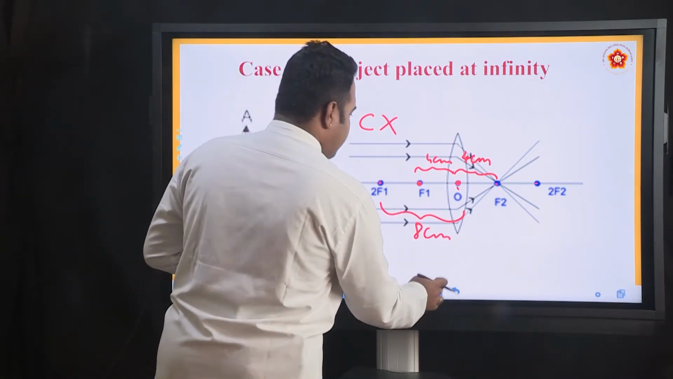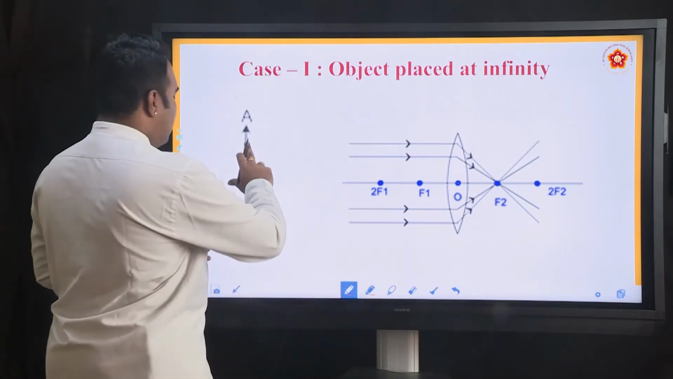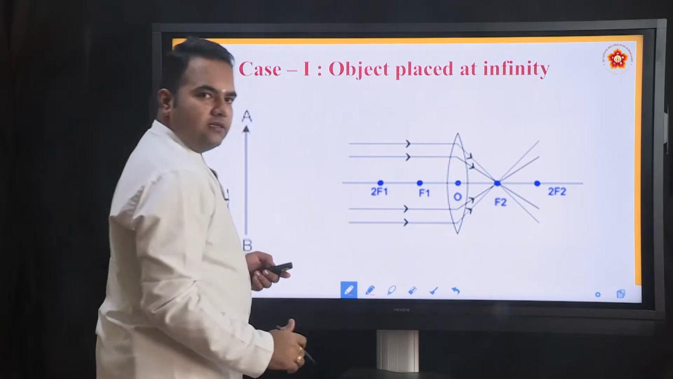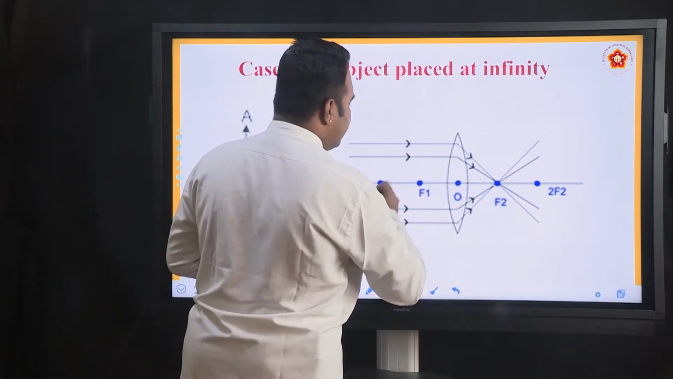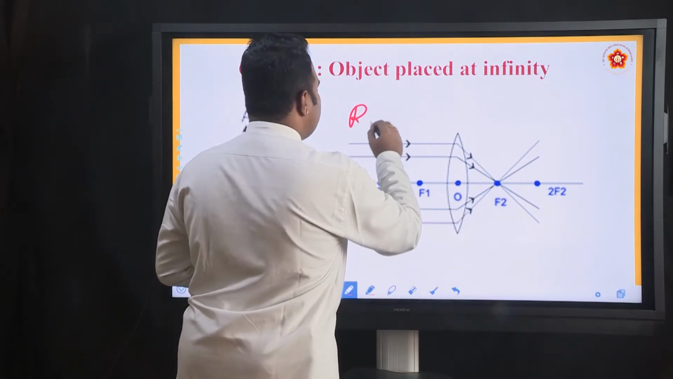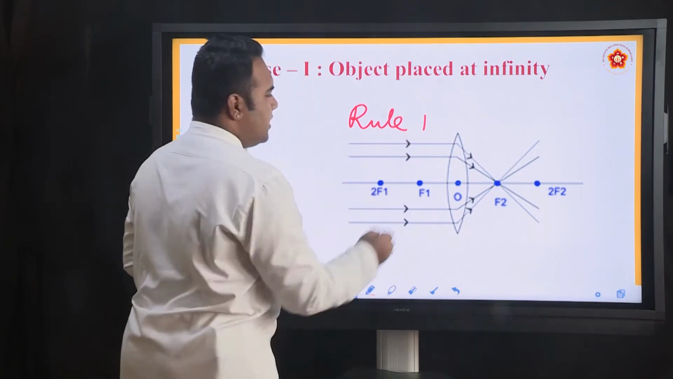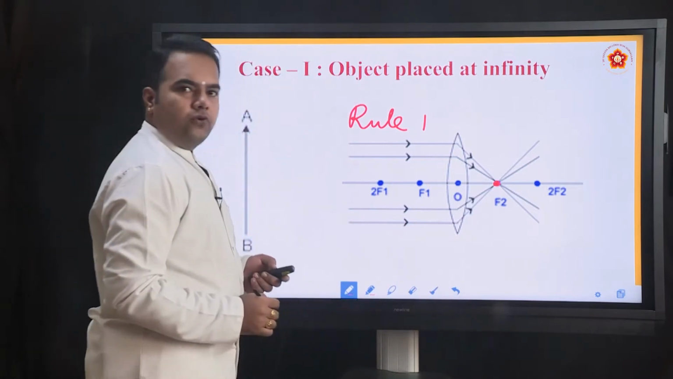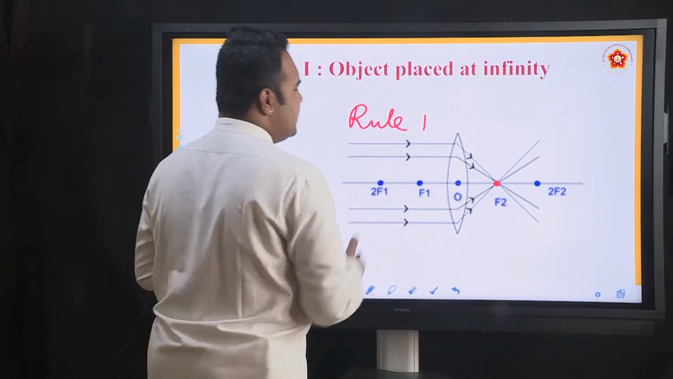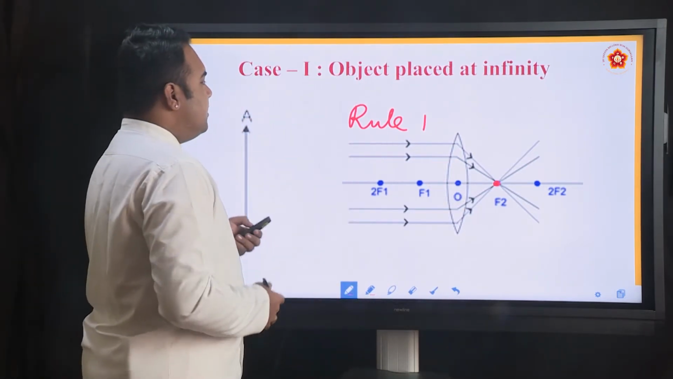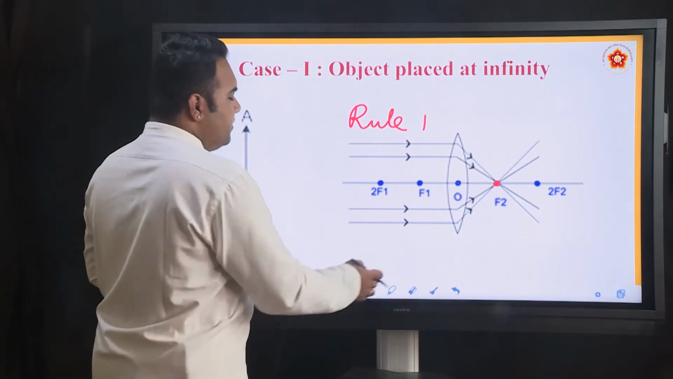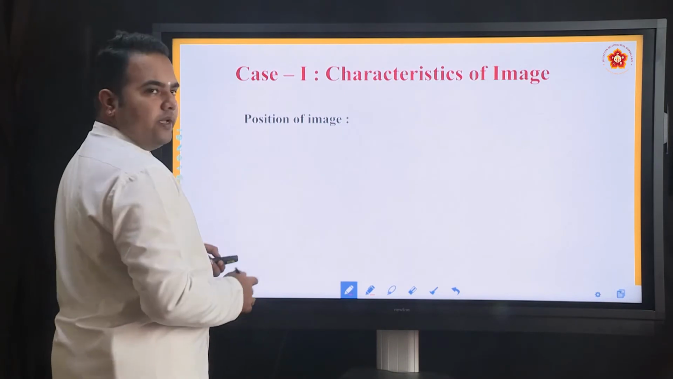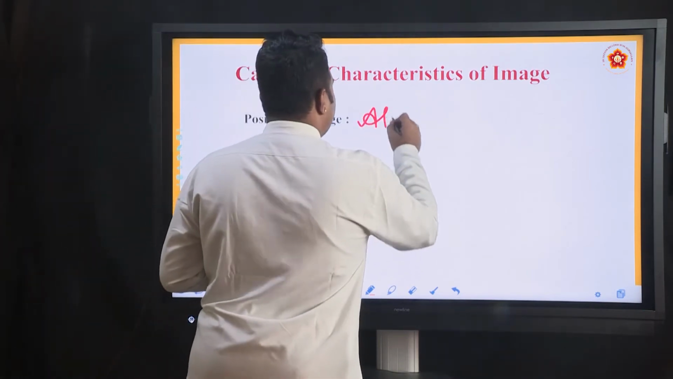Now what happens? The object is at infinity, rays of light are falling on the lens. All these parallel rays of light, apply rule 1 now. All these converge at the point called f2, that is the principal focus on the other side of the lens. Now, the important thing is, again we need to talk about the image formed, that is the position of the image: at principal focus 2.